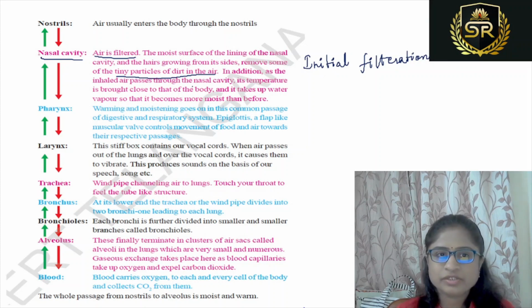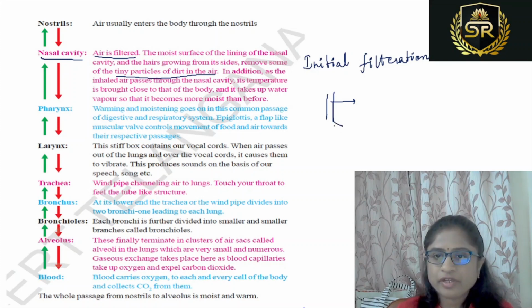As air passes through the nasal cavity, its temperature is brought close to that of the body, and it takes up water vapor so that it becomes more moist than before. Then comes the pharynx, which warms and moistens the air. It is the common passage for both food and air, that is, for the digestive system and the respiratory system.